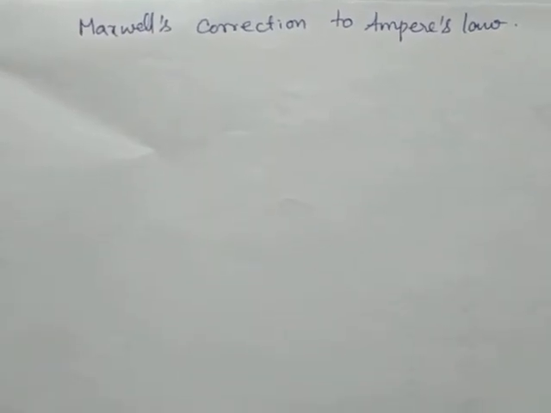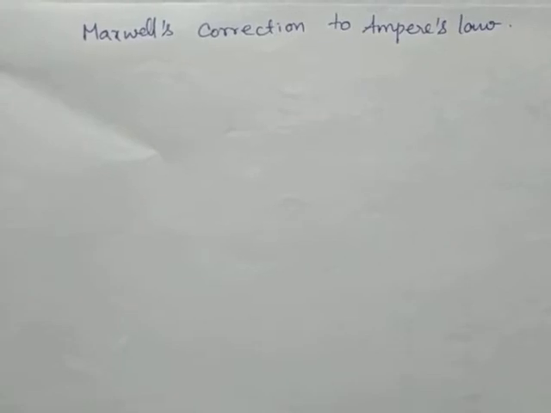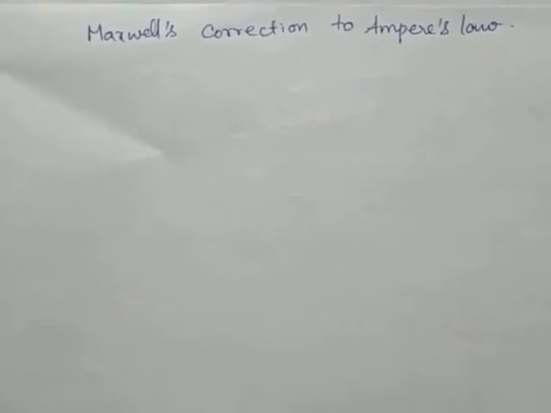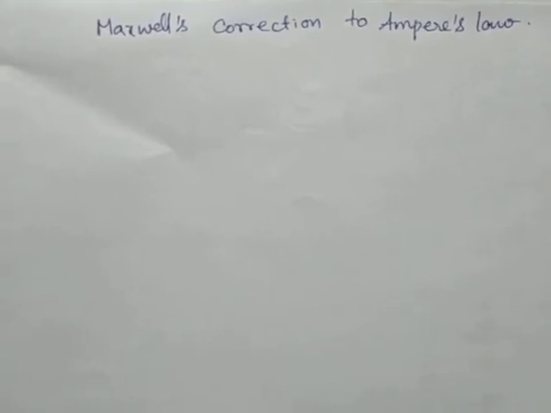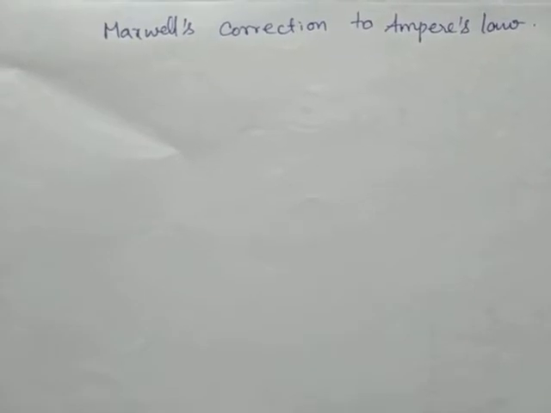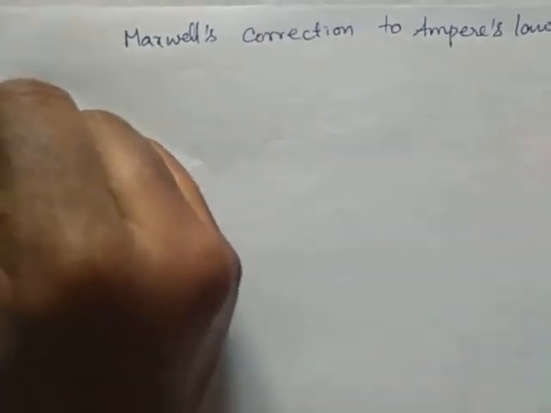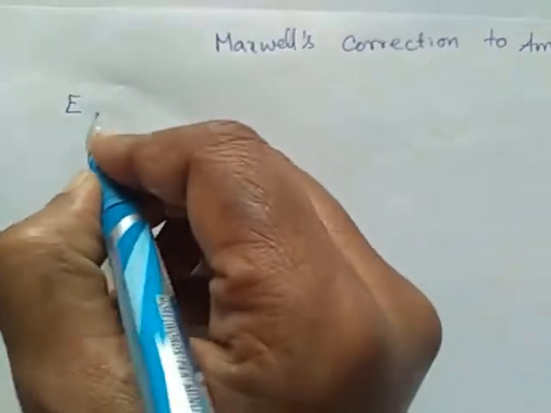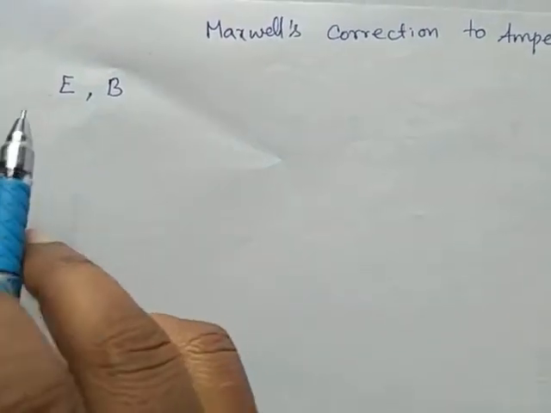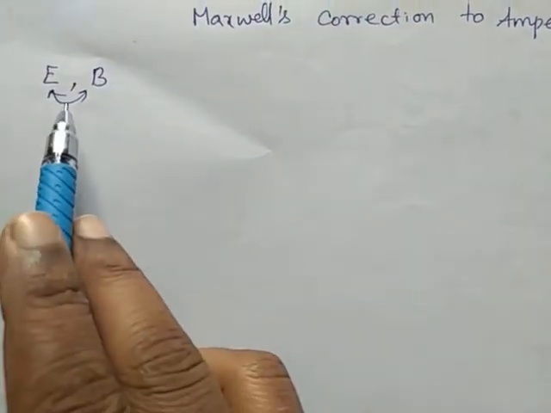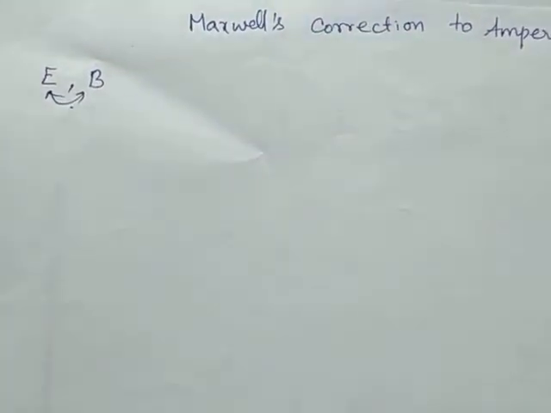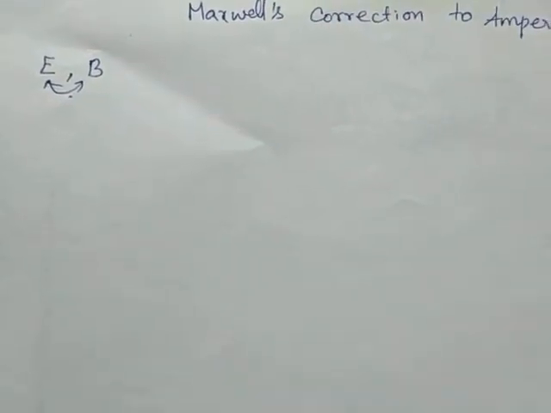Hi everyone, in this video we are going to study Maxwell's correction to Ampere's law. In Maxwell's equations we have a system of partial differential equations. Those equations describe how the electric field is generated, how the magnetic field is generated, how the magnetic field and electric field interact with each other, and how they are influenced by objects.